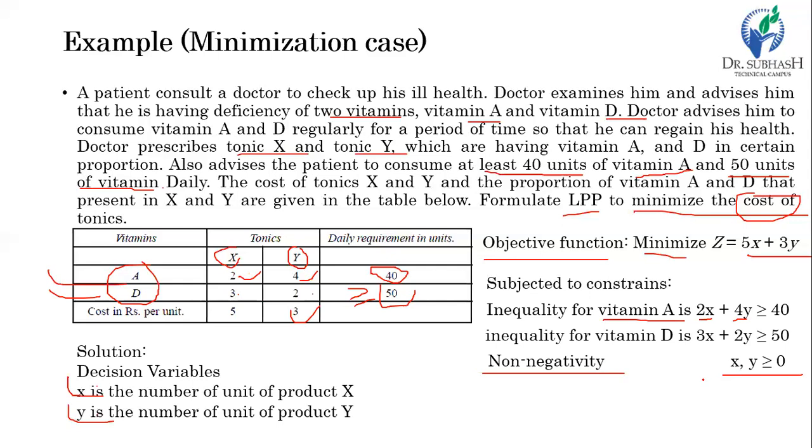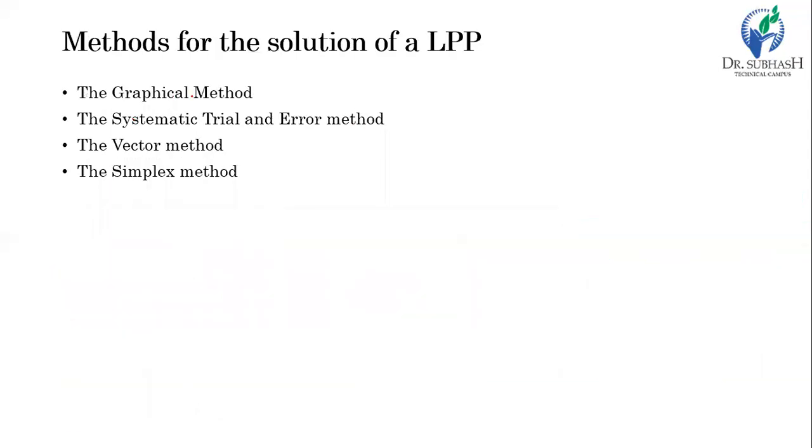After completion of the formulation, let's move on to some techniques to solve the linear programming problem. There are 4 methods to solve it. The first is the graphical method, another is the systematic trial and error method, then the vector method and the simplex method. The graphical method uses a graph, and it is used only when there are a maximum of 2 decision variables. If any problem has more than 2 decision variables, then the graphical method cannot be used.